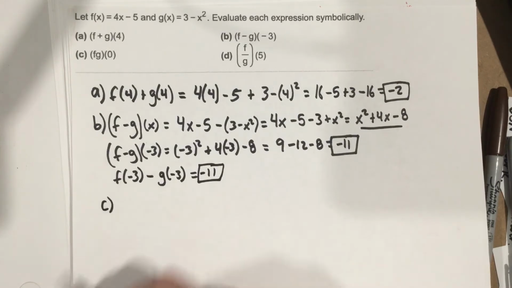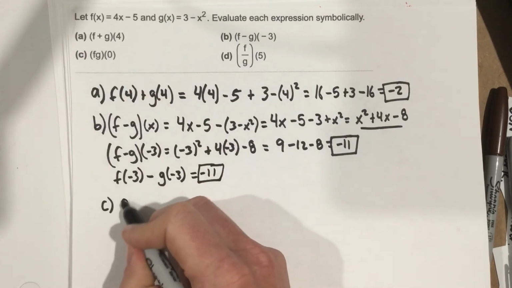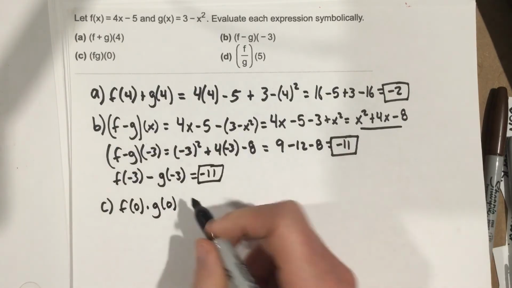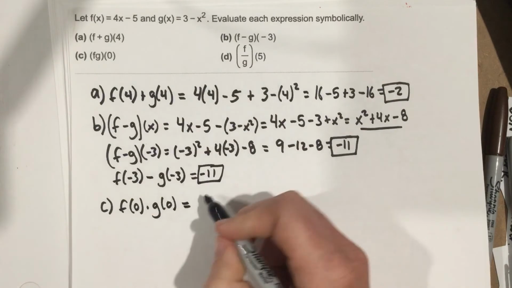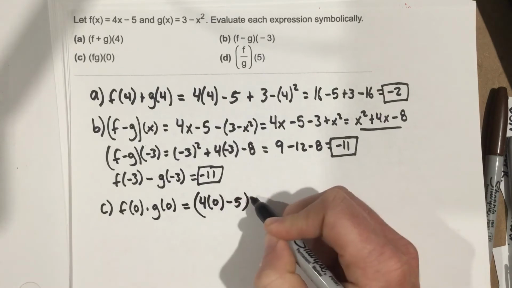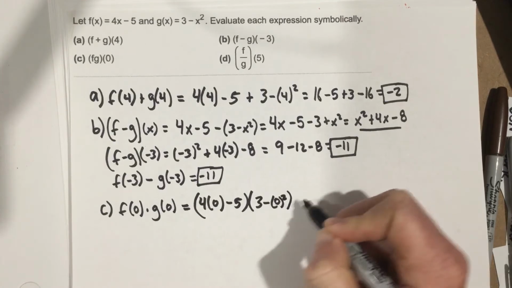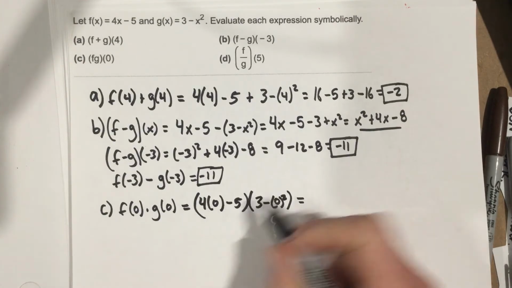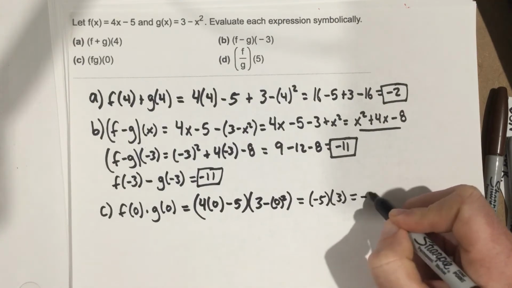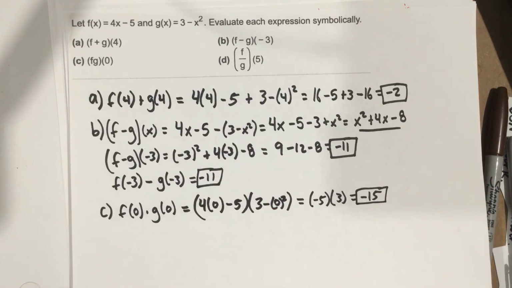All right, part C. Part C, f times g of 0. So this is going to be f of 0 times g of 0. I think the way I did it in part A is the easiest way to do it. So 0 goes in, so I get 4 times 0 minus 5, and I'm multiplying that times g of 0, which is 3 minus 0 squared. That's going to give you 0 here, so it's negative 5 times 3, which is negative 15. A lot less steps than we did in part B, but I'm just showing you that that's one way you could have done it in part B.